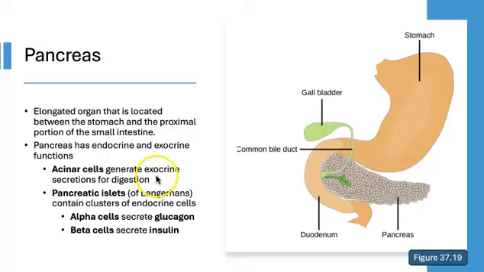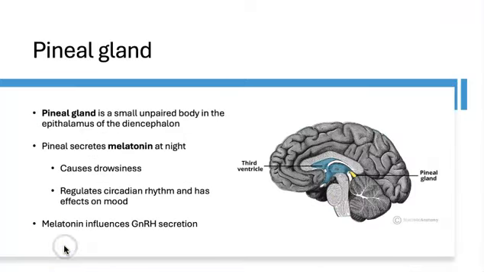Our acinar cells are going to do that exocrine function of creating the pancreatic juices for digestion, whereas our pancreatic islets, or islets of Langerhans, are going to have clusters of the endocrine cells. And we give different names to each of these cells because they're responsible for producing different hormones. For instance, the alpha cells secrete glucagon and our beta cells secrete insulin.